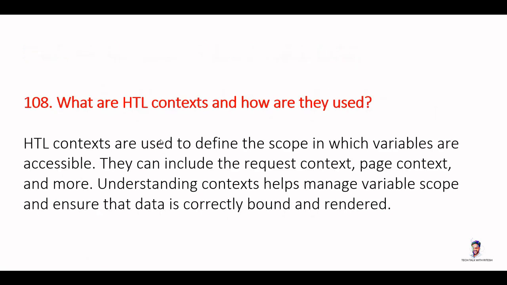What are HTL contexts and how are they used? HTL contexts are used to define the scope in which variables are accessible. They can include the request context, page context, and more. Understanding contexts helps manage variable scope and ensures that data is correctly bound and rendered.